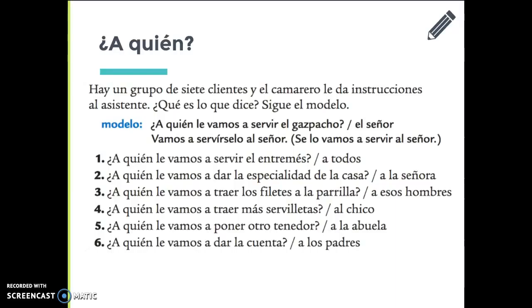Because se can refer to él or ella or usted or ellos or Juan y María, we often need a clarifying phrase. That being said, those aren't always necessary if the subject you're referring to has already been mentioned and you know what you're talking about.